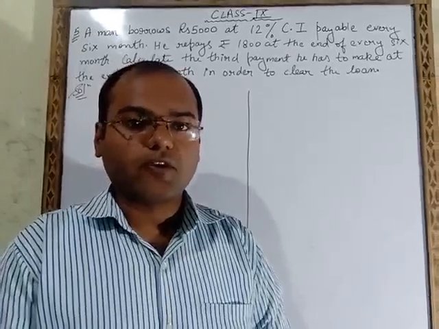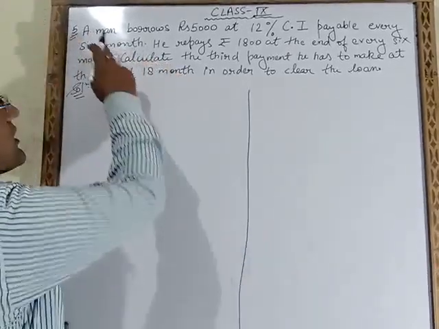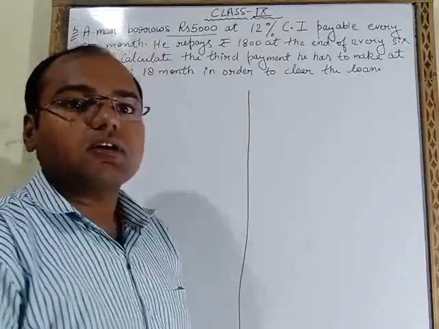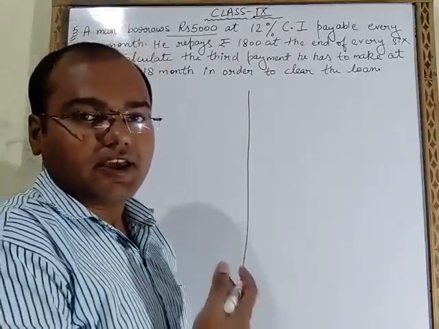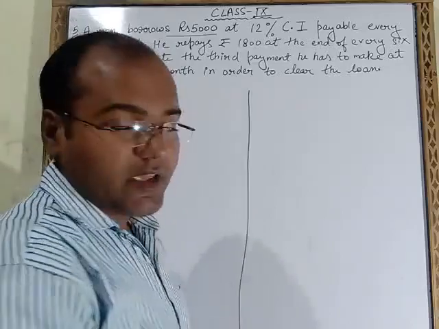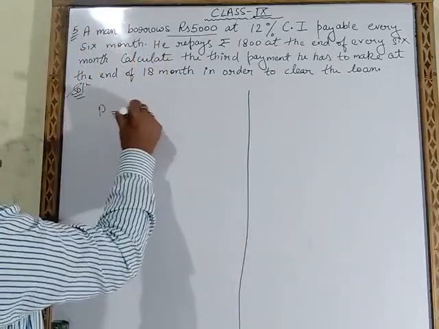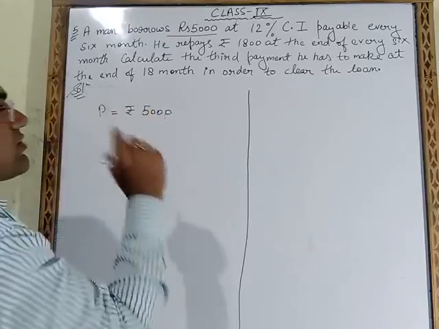Now see question number 5. The fifth question is, a man borrows rupees 5,000. Borrows means he had taken money, or taken a loan, from the bank. How much money he had taken? 5,000 rupees. That means this is the principal.